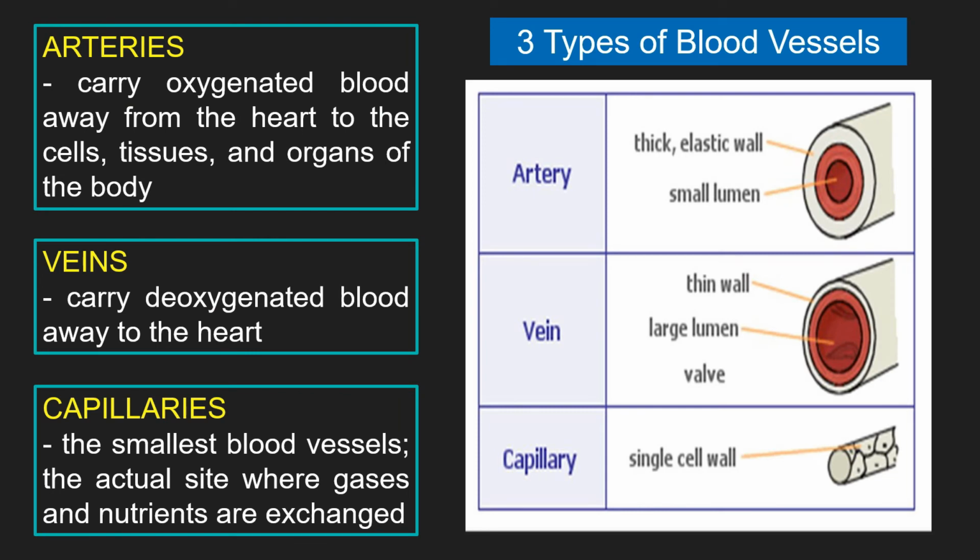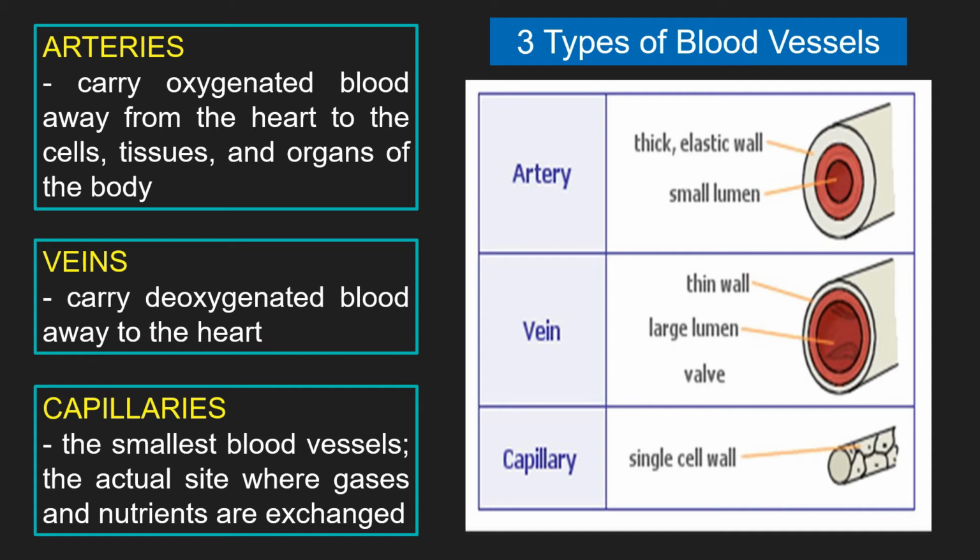Now we have here the three types of blood vessels: artery, vein, and capillary. For its features, artery has a thick, elastic wall and small lumen. Vein has a thin wall, large lumen, and valve. Capillary has a single cell wall.